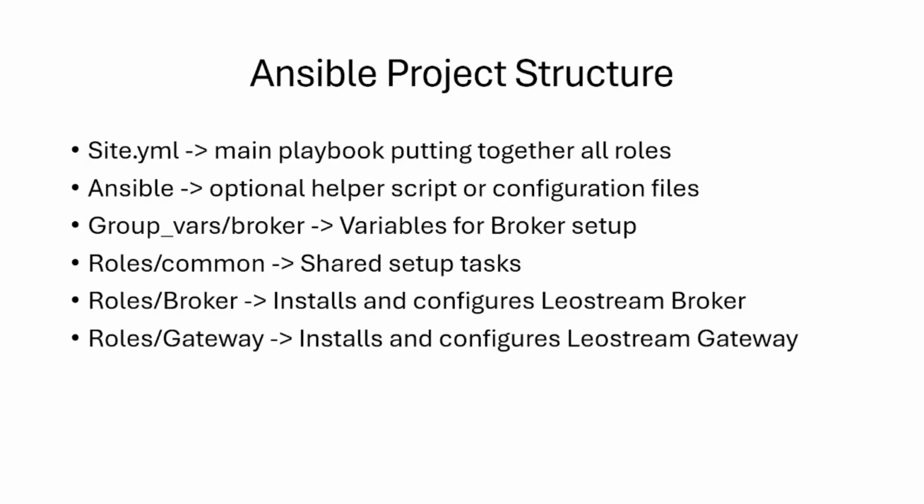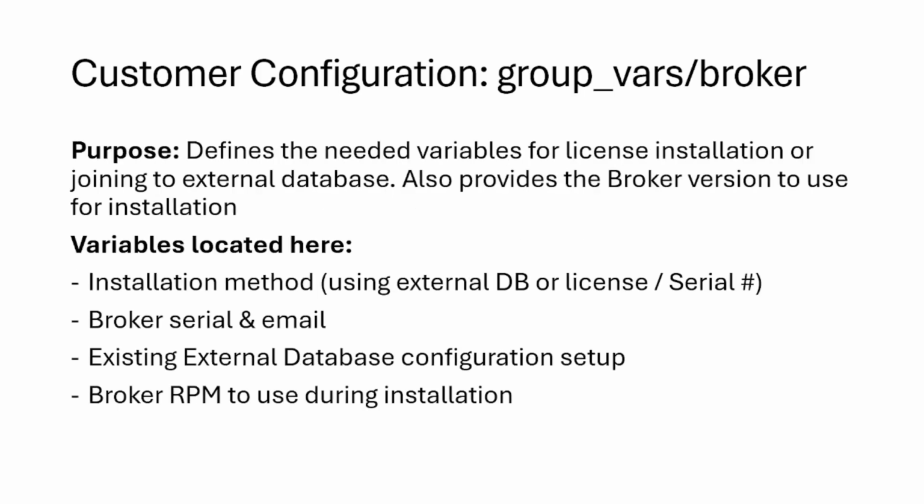The Ansible project structure has the site.yaml file, which is the main playbook, putting together all the roles. The Ansible file, which is an optional helper script. The group_vars/broker, which is the variables for the broker role. The roles/common, shared setup tasks. Roles/broker installs and configures the Leostream broker, and roles/gateway installs and configures the Leostream gateway.